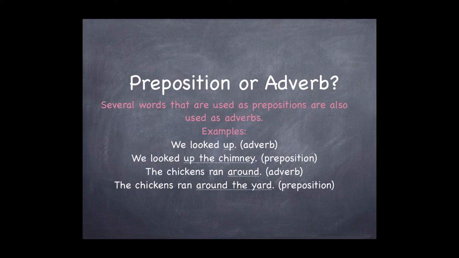Now, the hard part that some students have identifying prepositions in a sentence is because sometimes adverbs will look like prepositions. For example, we looked up. The reason why up is an adverb in this sentence and not a preposition is because it has no object. A preposition is a part of a prepositional phrase. So we looked up the chimney. Now that we've added chimney, which is an object, now up has become a preposition.